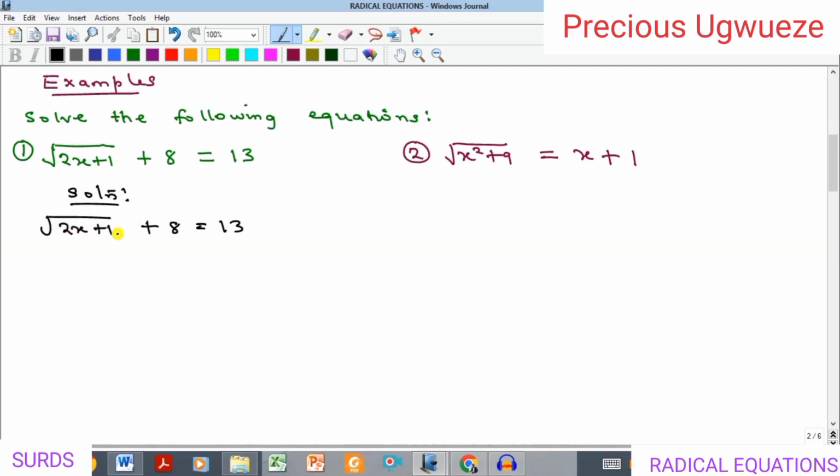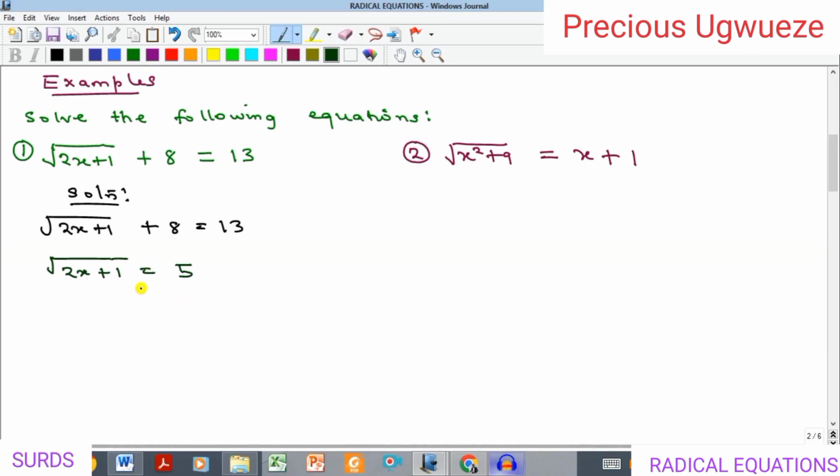Let's begin. To take away this radical, first of all, you need to clear anything that is standing with the radical. Take it to the other side of the equation. So let's take this 8 to the other side. If we do that, we are going to have the root of 2x plus 1 equal to 13. Now, this 8 coming over here will be minus 8. And so we have 13 minus 8, which will give us 5. So this will give us equal to 5.